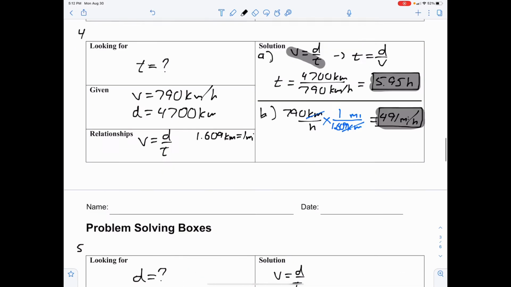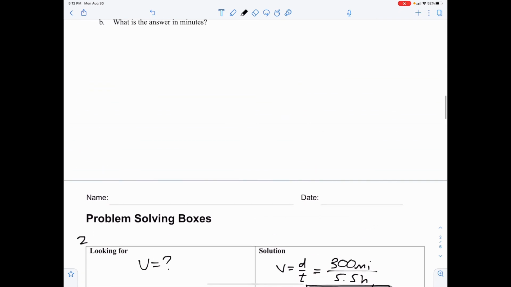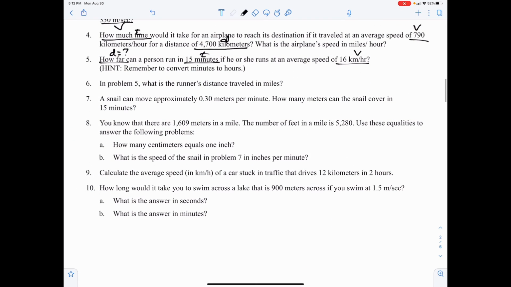Number 7. A snail can move approximately 0.30 meters per minute. Well, that's going to be your speed. How many meters, that's the distance, is the question mark, can the snail cover in 15 minutes? That would be the time.